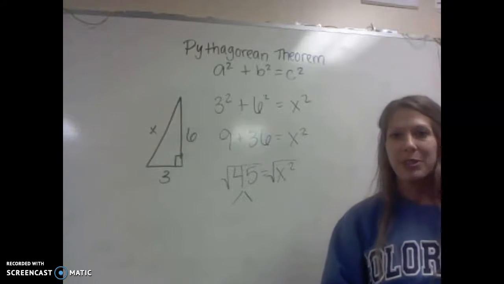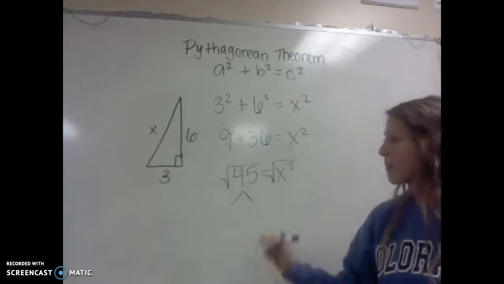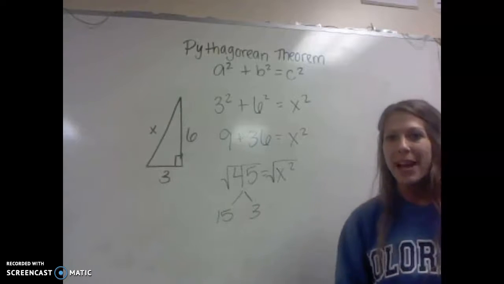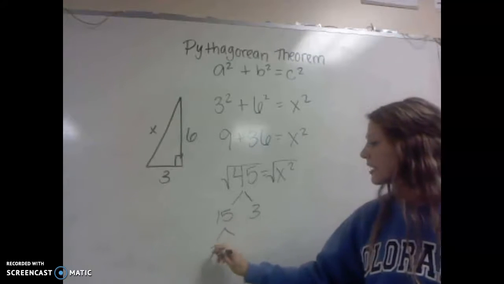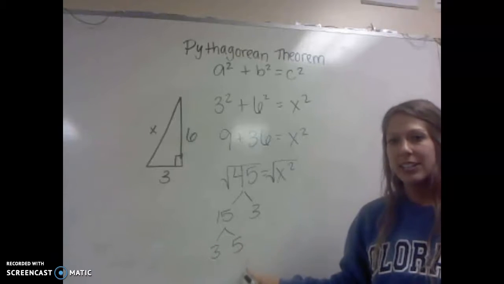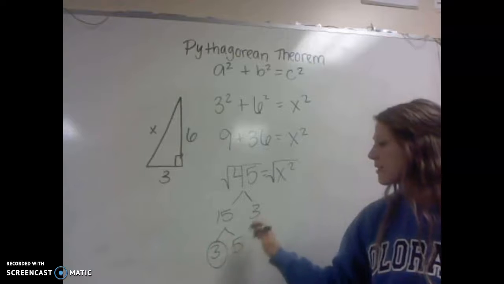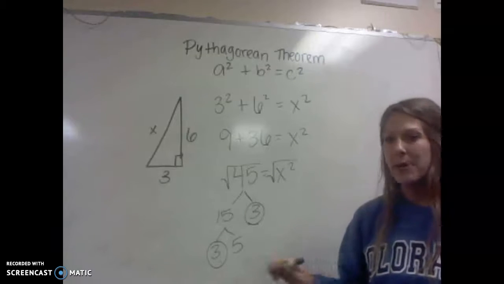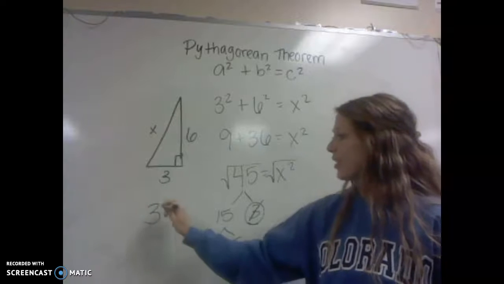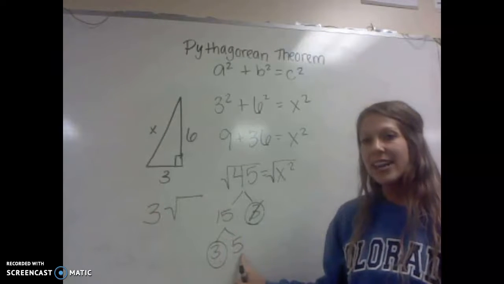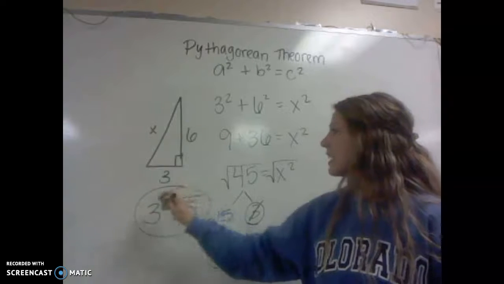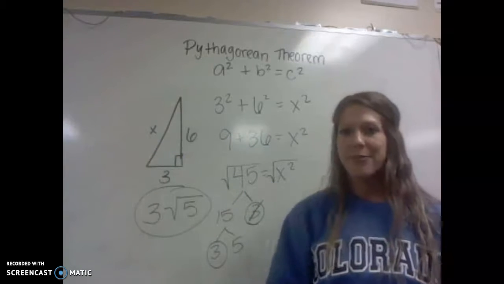So two numbers that multiply to get 45. The first two that came to my mind were 15 and 3. But yours doesn't have to look just like mine. 15 is 3 and 5. So we look at our prime factors, and we notice that there are two 3's. So the 3's buddy up. Remember, one has to die. So one 3 escaped jail, and the 5 didn't have a buddy, so the 5 has to stay in jail. So our answer is 3 root 5.